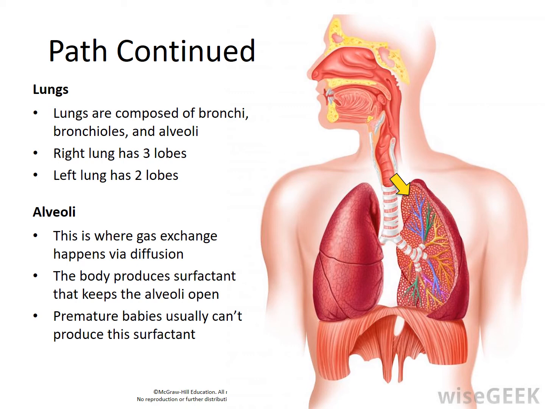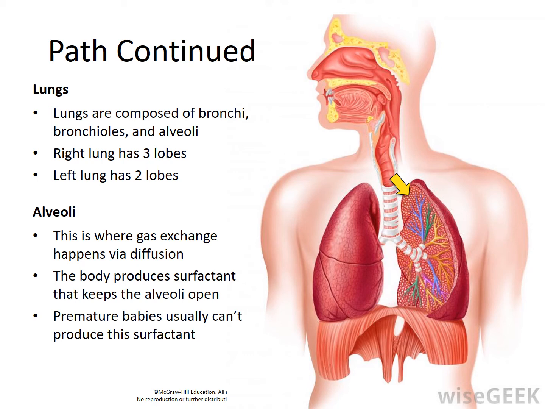Now the alveoli are where gas exchange occurs, and this occurs by diffusion. Basically, diffusion is the movement of substances from an area of higher to an area of lower concentration. So when air gets into the lungs, there's going to be more oxygen in the air than in the deoxygenated blood that is coming to the lungs. And so oxygen will move from an area of high concentration, which is the airspace in the lungs, to an area of lower concentration, which is the blood that's passing by it.